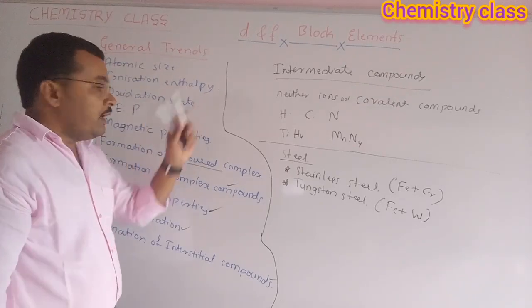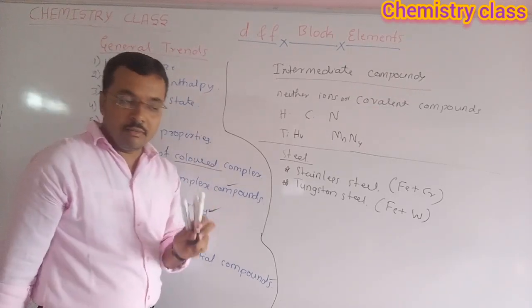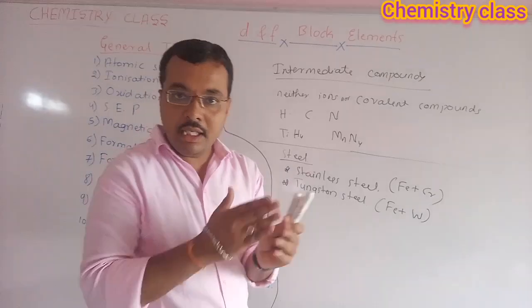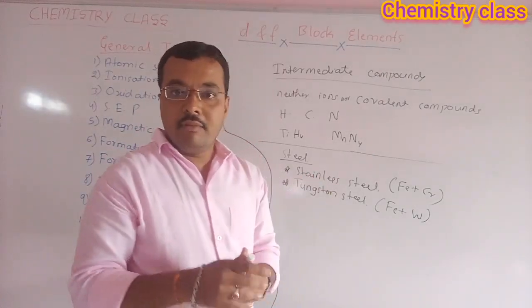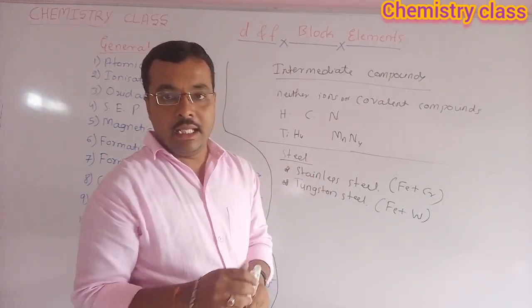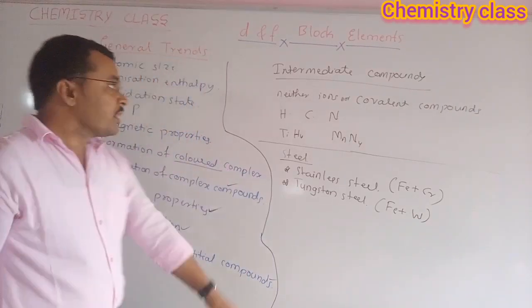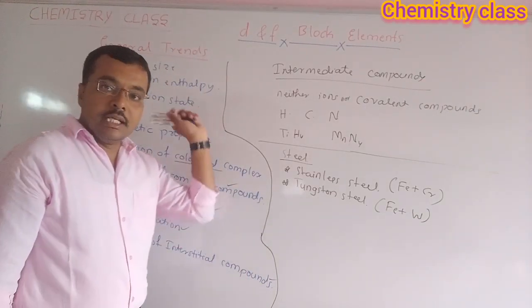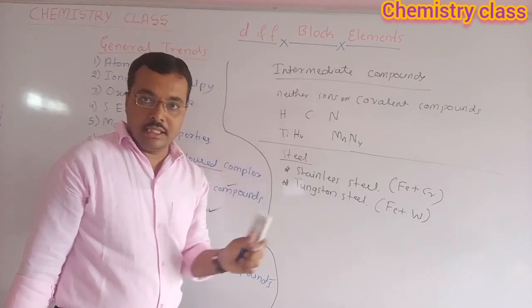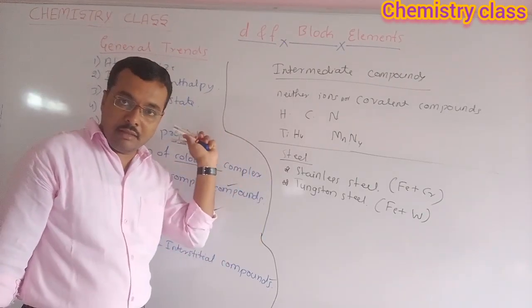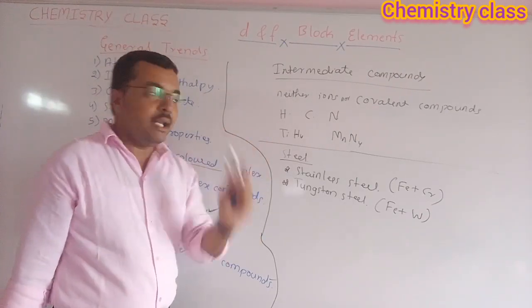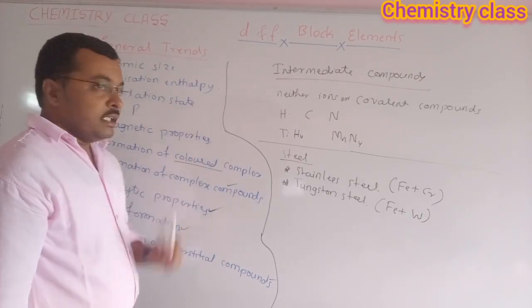Another one is the ionization enthalpy. Ionization enthalpy is the enthalpy change whenever the element undergoes ionization. The first ionization enthalpy is more, the second is a little bit less. Like this, the ionization enthalpy changes for every element. And next one is the oxidation state.